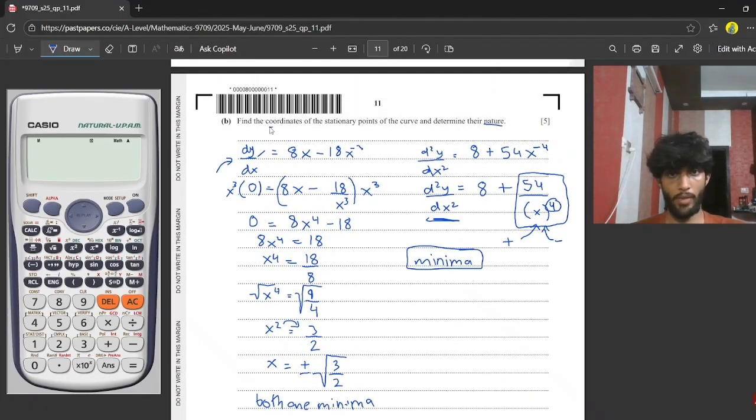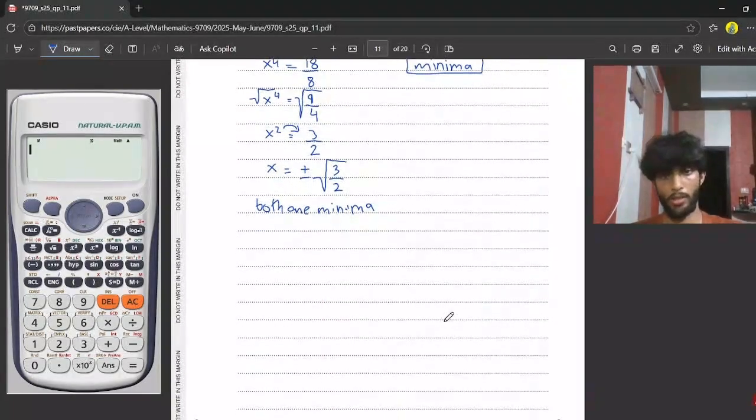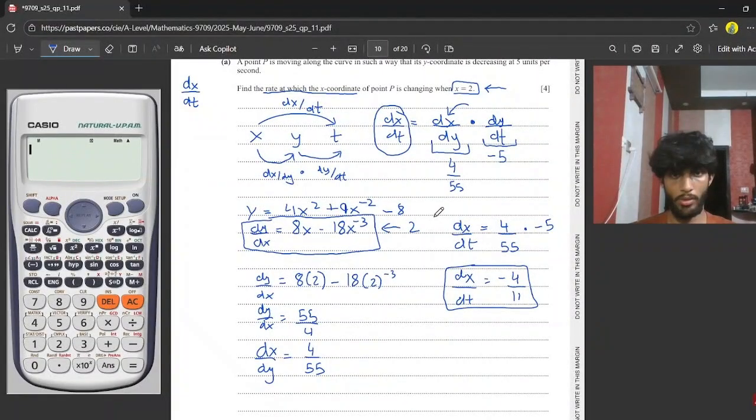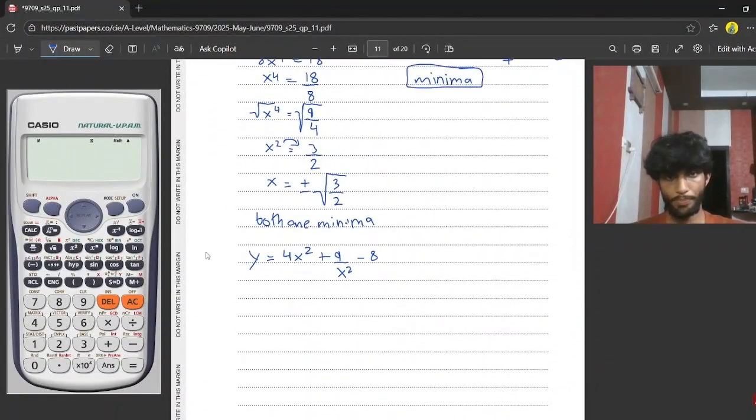What we have to do is find the coordinates, so we still need the y coordinate. So we know the equation of the curve, y equals 4x squared plus 9 over x squared minus 8. Let me just check to see if that was the original equation. Yes, okay. So what I can do is put both values in here. I'm going to do it for positive under root 3 by 2, and for negative under root 3 by 2.